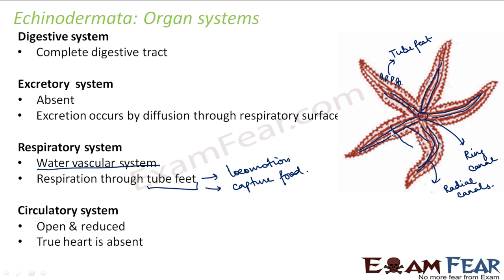Okay, so now let us talk about the circulatory system. The circulatory system here is open and reduced, that is, there are no blood vessels present. However, there is a true heart. What is the purpose of the heart? Its purpose is to pump blood, but the blood doesn't flow through blood vessels. It just flows to all the cavities in the body.